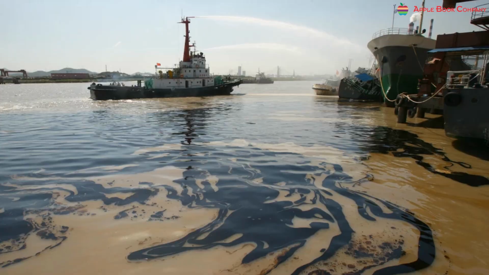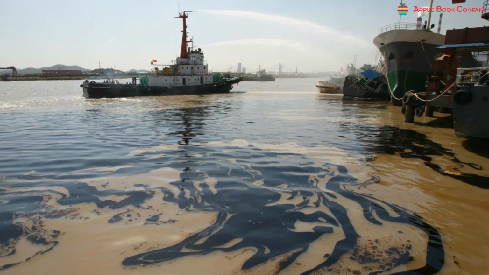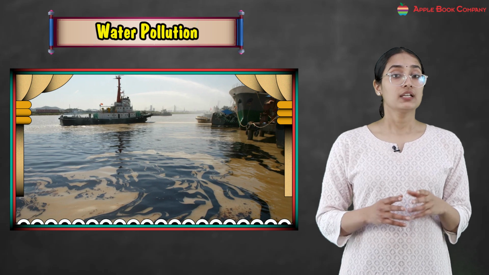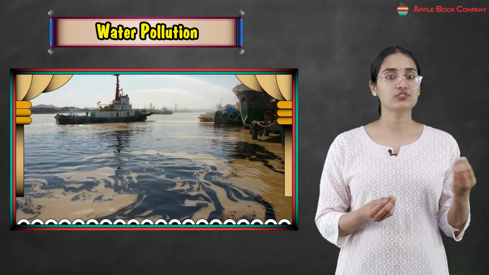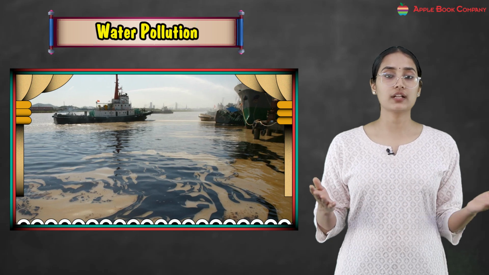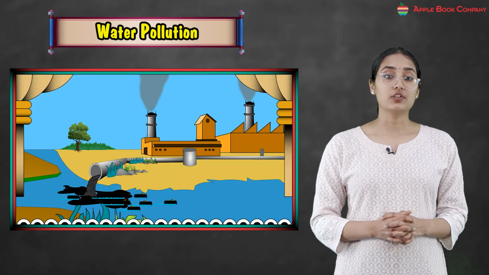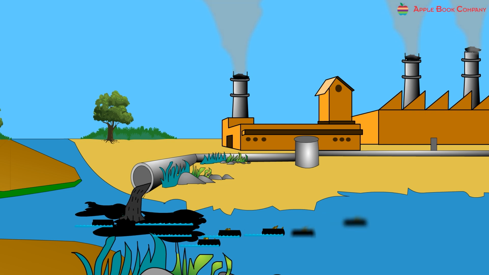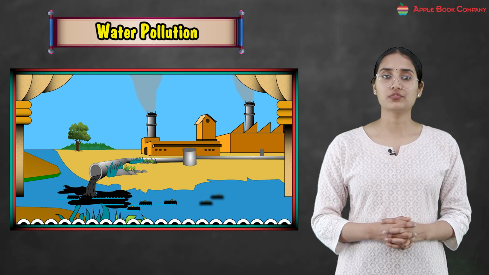Then oil spills. Oil from the ships can spill into the ocean, making the water dirty. Sometimes the oil that is transported to other countries gets spilled from the ships into the water, and there is no way it can be cleaned then. Sewage water. Dirty water from the homes and the factories can flow into the rivers and lakes. This also makes the water very harmful.